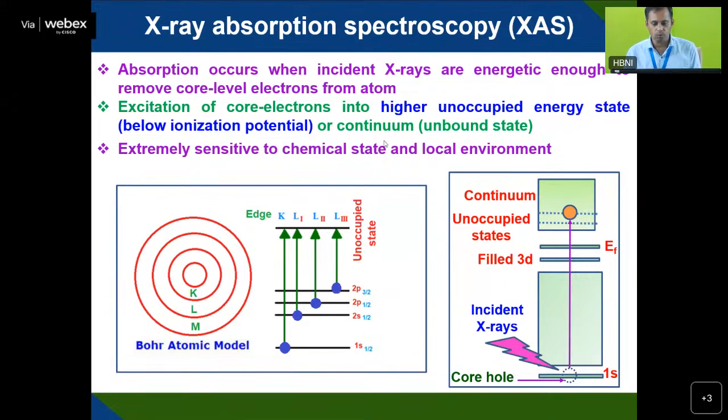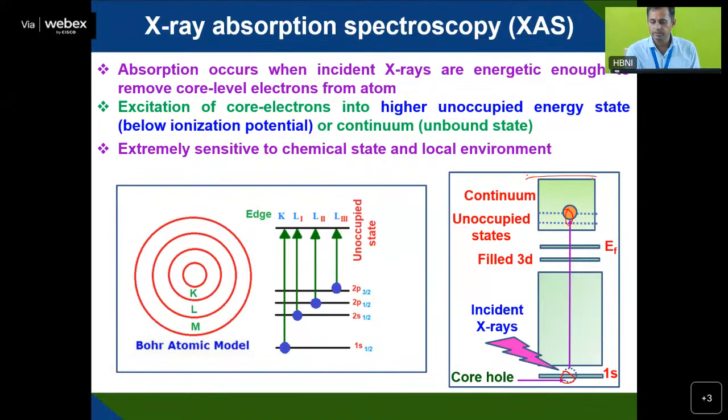So the core electron will be excited from the ground state. You can see here that the core electron will go to an excited state, a higher unoccupied state below the ionization potential, or to an unbound state.